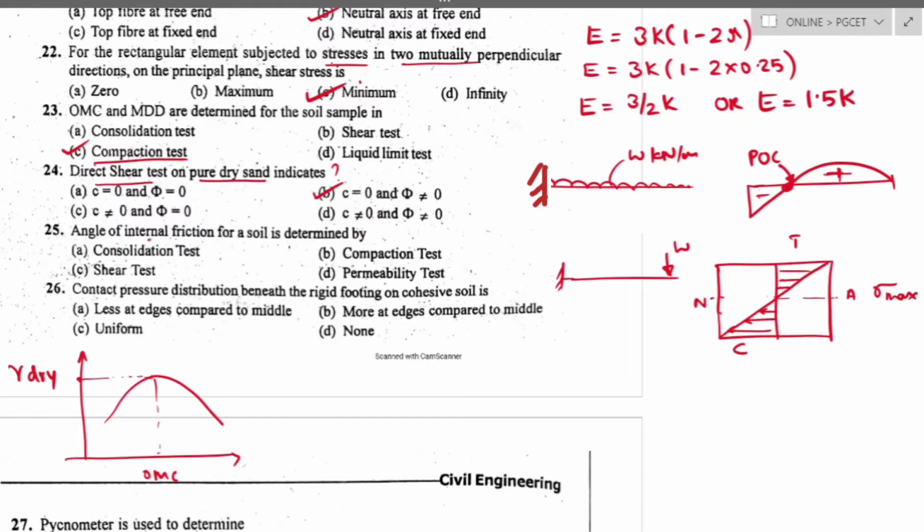Question number 25. Angle of internal friction of a soil is determined by. Angle of internal friction for a given soil is the angle on the graph of shear stress and normal effective stress at which shear failure occurs. It is determined by direct shear test or triaxial stress test. So option C is the right answer, that is shear test.